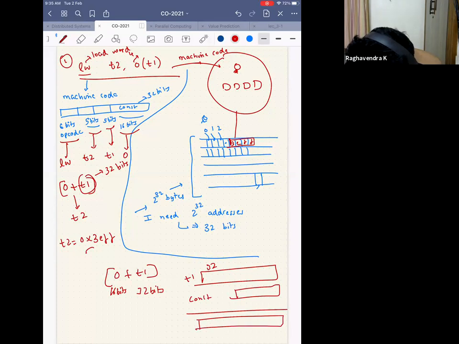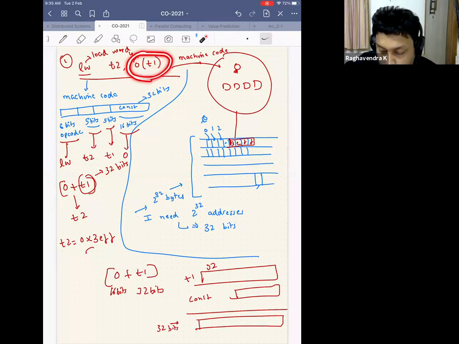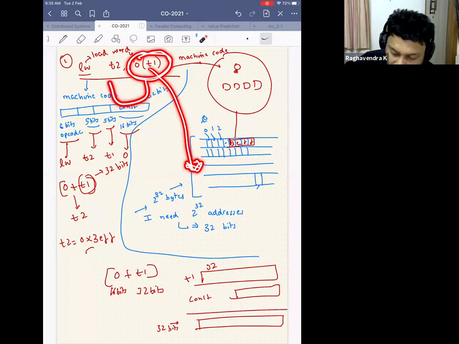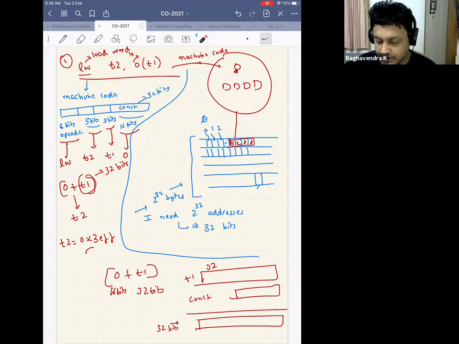So I get how many bits? I get 32 bits, which means that I can generate an address with this. I can generate 2 power 32 addresses, which means that I can access any byte here. That byte will be loaded in T2, but it's not just a single byte. I will load the entire word because this instruction says load word, which means that from that byte, I have to load a word, and a word is 4 bytes. So it will load the entire word from here.